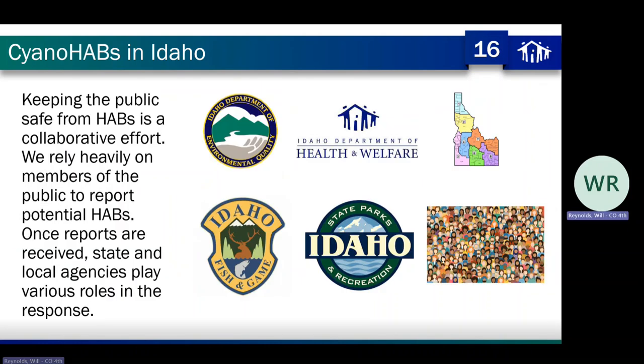Yeah, so as I've mentioned, keeping the public safe from HABs is a collaborative effort. We rely heavily on members of the public to report potential HABs. Once reports are received, state and local agencies play various roles in the response. So you can see here that there are Fish and Game, Health and Welfare, the state of Idaho icon in the top right to represent each of the different health districts, and then, of course, the Department of Environmental Quality, the State Parks and Recreation Office, and the public themselves.